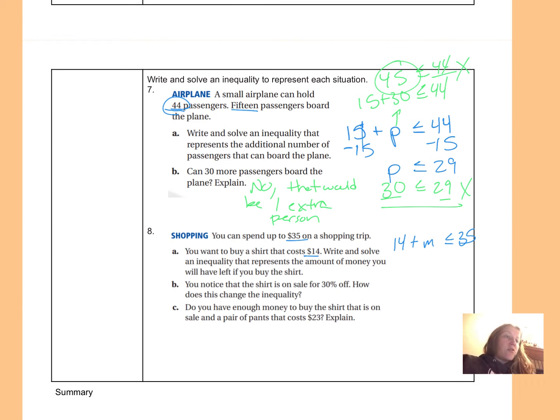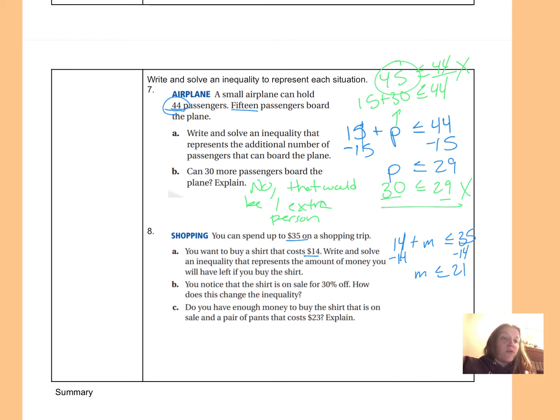Okay, it says write and solve, so I'm going to subtract 14 from both sides. So the amount of money I can spend has to be less than or equal to 35 minus 14, so that's 21. So I can spend $21 or less for the rest of my clothes.